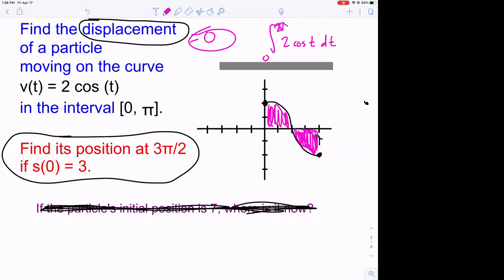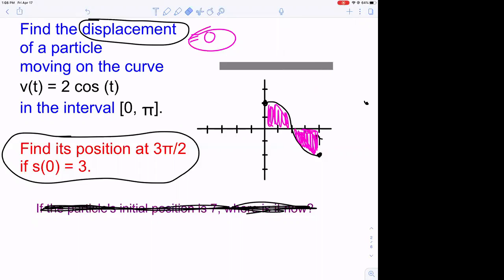So then you go backwards, and that would be 2 sine t, right? From 0 to pi. Where you plug in pi and 0, you get 0. So that's why displacement is 0, but we could eyeball that and know that.